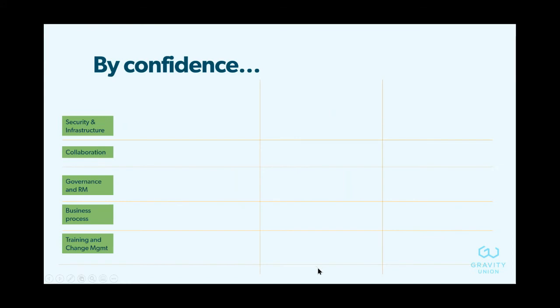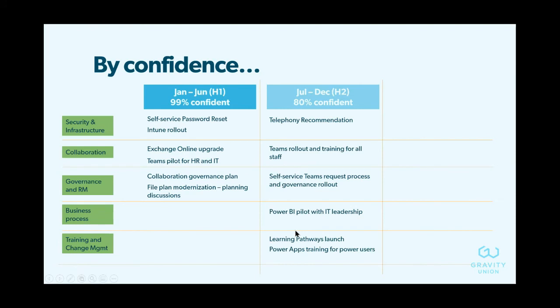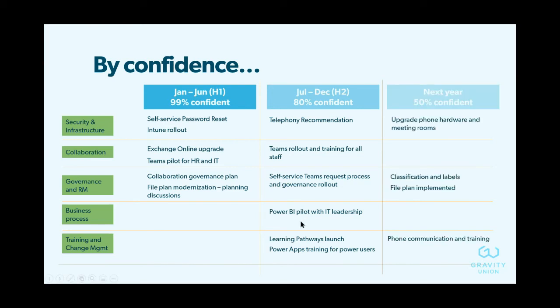And I have a confidence example as well. This is very similar to the first one I showed you, which is showing roadmaps by stream, in different bundles of releases, essentially, or streams of work. So you'll have maybe a security stream of work, collaboration, governance, business process or workflow, and training and change management. Maybe in the first half of the year, you're 90 or 99% confident you're going to deliver these things. Then in the second half of the year, you're less confident, so maybe 4 out of the 5 items on this list are going to be delivered. And then next year, 50% confident.